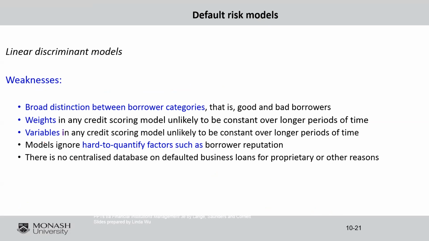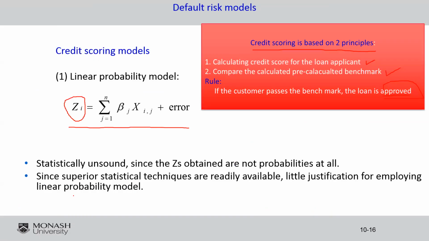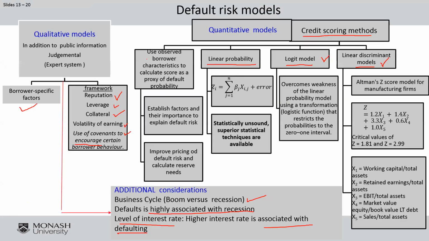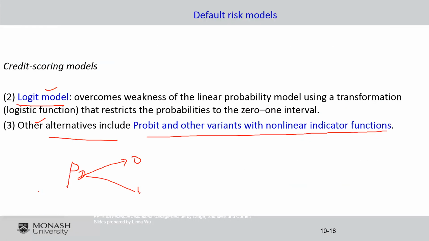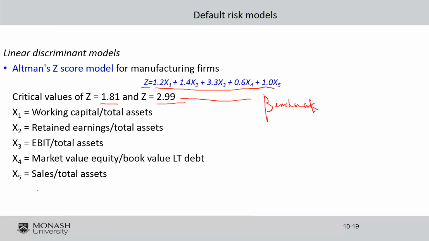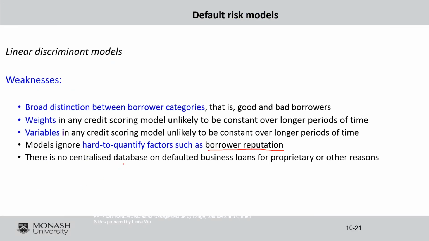And then the models ignore some other issues like borrower reputation and all those qualitative things, which we have seen here in the qualitative issue. All of those are not counted. One of them is the reputation, one is the economic cycle, the interest rate, and the market, all of those things. So these are the weaknesses, and we have to take care of them.